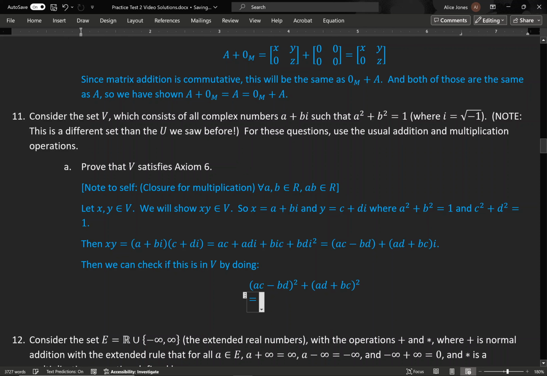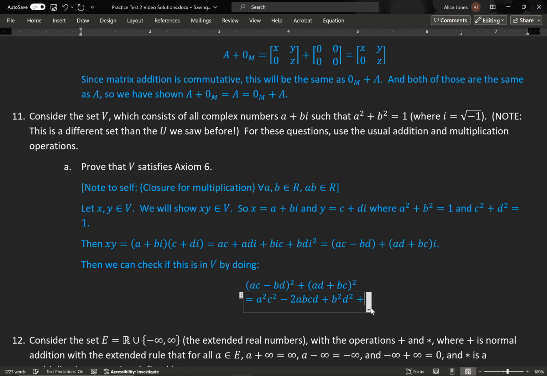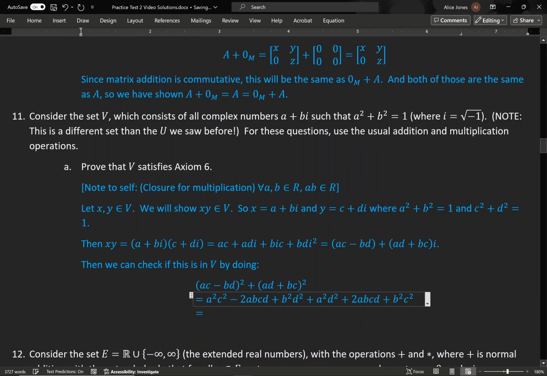Okay, so I'm just foiling again. This is going to be, first, a squared c squared, and then it's -2 times abcd, and then plus b squared d squared. All right, so that's the first one. And then foiling the second one, first, then we have 2 times each of them, and that's going to be abcd again. And then the last part is b squared c squared. Okay, hopefully this simplifies, because it's kind of yucky.